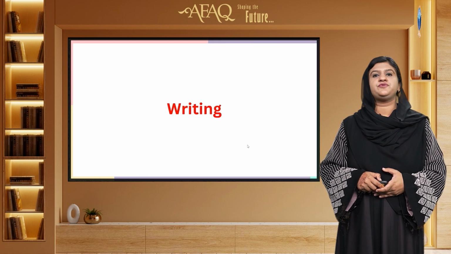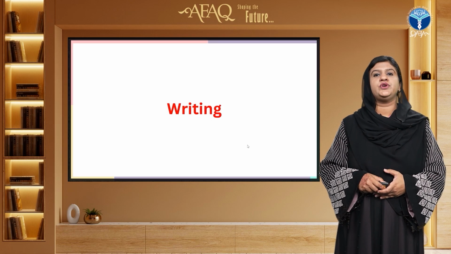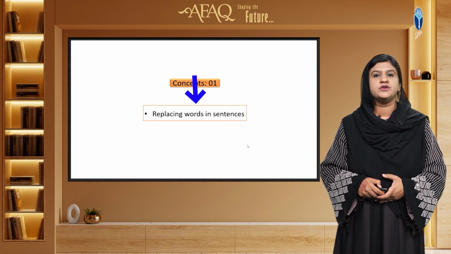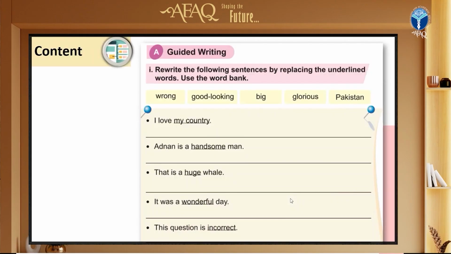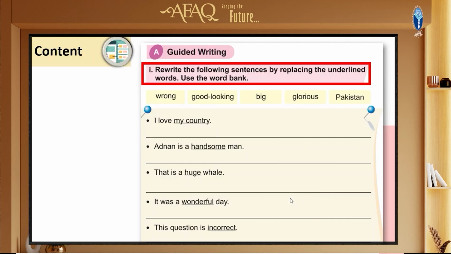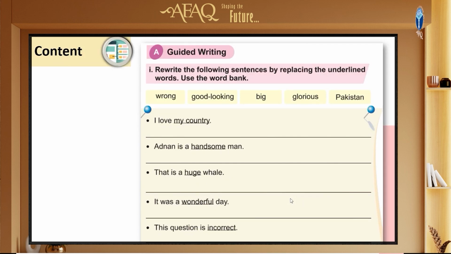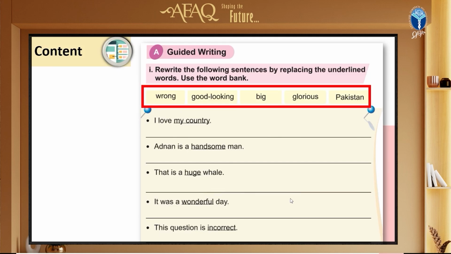Let's move to the last part of this unit and we are going to learn how we can replace some words in sentences. Here, guided writing. Rewrite the following sentences by replacing the underlined words. Use the word bank. We have some word bank and you are going to replace the underlined words with these words given as an option. Wrong, good looking, big, glorious and Pakistan.